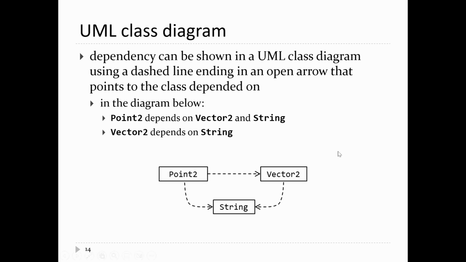Now you might wonder, where is Object in all of this? Because in Point2 we also implemented equals, and equals has Object as one of its parameters. So Point2 depends on Object, but it turns out the relationship between Point2 and Object is actually a stronger one. And we'll talk about that a little bit later.